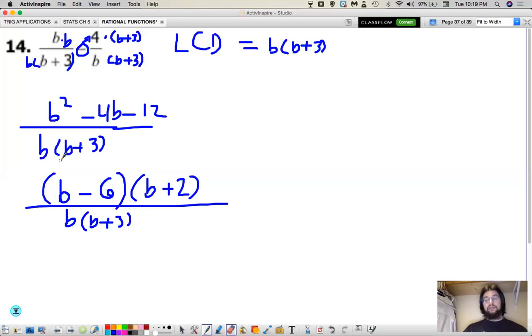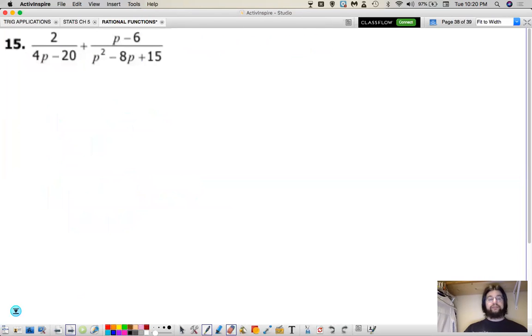It doesn't matter what's on the bottom. You might think, oh, I got a b plus 3 down here, and that can turn into a b plus 3. Let me do that. No, not necessarily. It doesn't have to cancel. It could. It doesn't have to. That one's done. Move on.